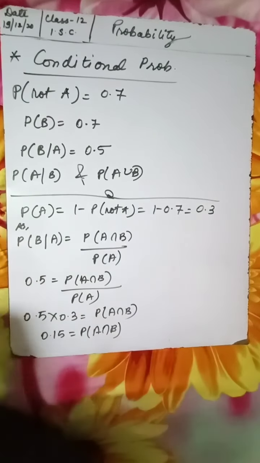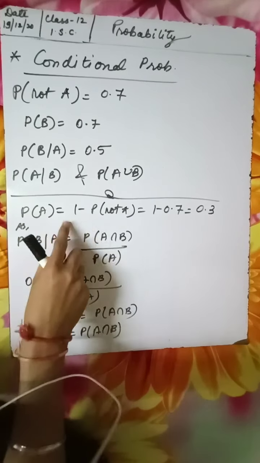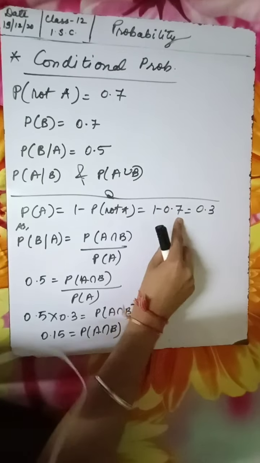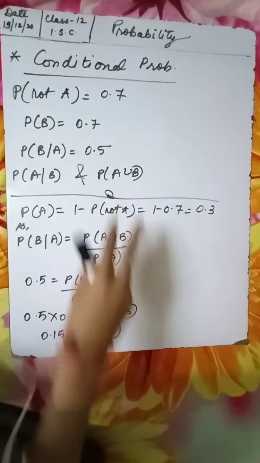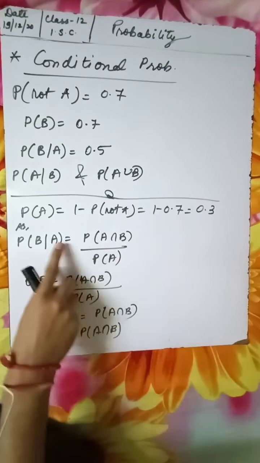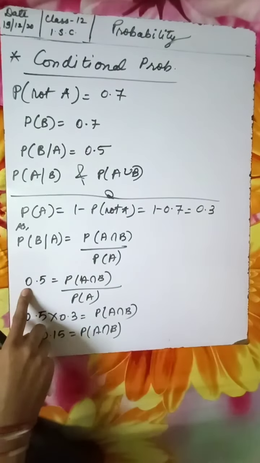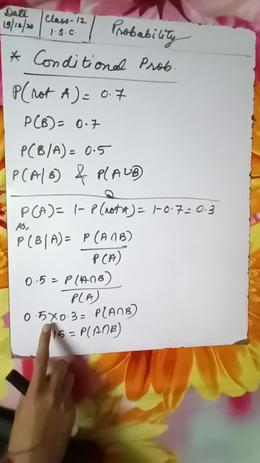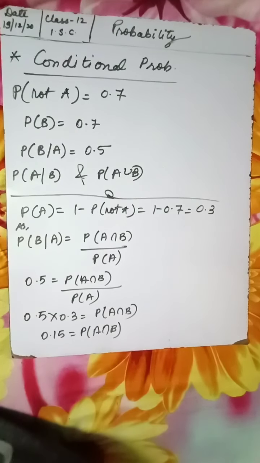Now from here, first of all, let us find what will be the probability of A. It will be 1 minus probability of not A, the complementary event. So 1 minus 0.7, 0.3. So probability of A is this. We have probability of B given A, which is nothing but probability of A intersection B upon probability of A. I already told you this formula. Now in place of this, we can write 0.5, and probability of A is 0.3. So 0.5 into 0.3, 0.15. So you have probability of A intersection B 0.15.